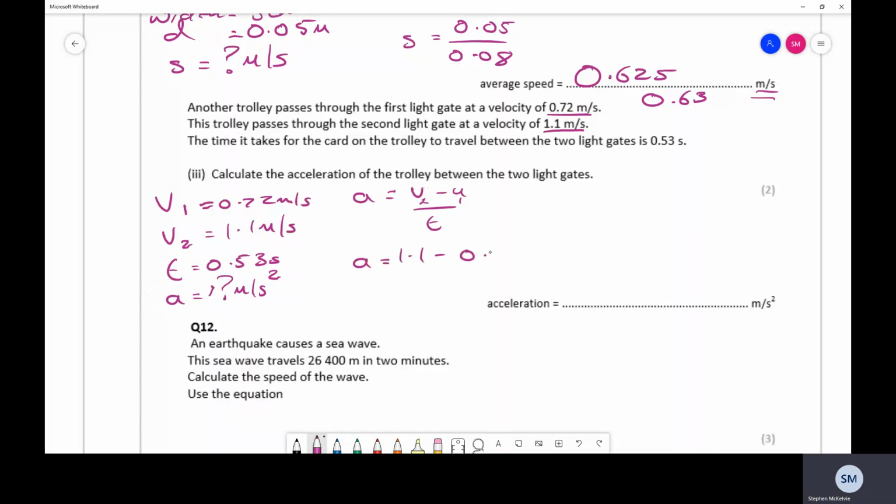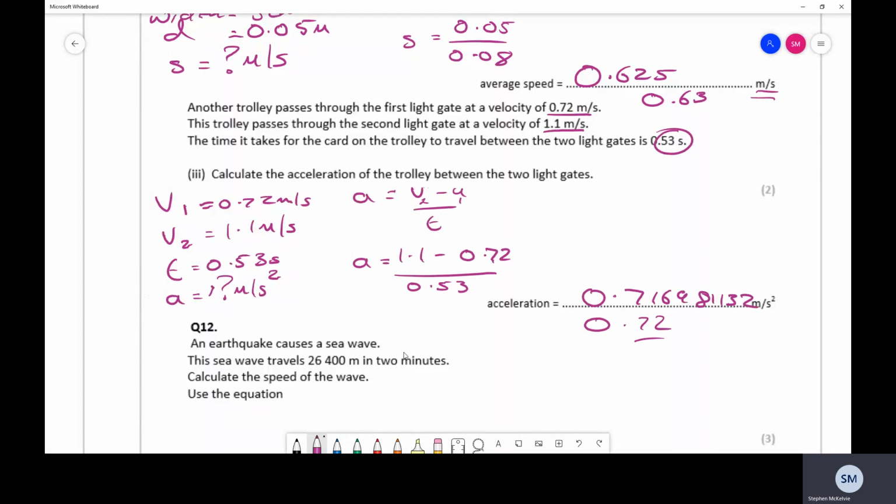1.1 minus 0.72 divided by 0.53. So on my calculator, I'm going to do open brackets 1.1, take away 0.72, close brackets, a over b, and then I'm going to write my time, 0.53. Then I'm not going to have any BIDMAS errors. My acceleration is 0.7169811132 meters per second squared. I don't like that very much, so I'm just going to bring that down to 0.72. Now, it doesn't ask for significant figures, but usually, if you've got 2 decimal points in your data, you give 2 decimal points in your answers.